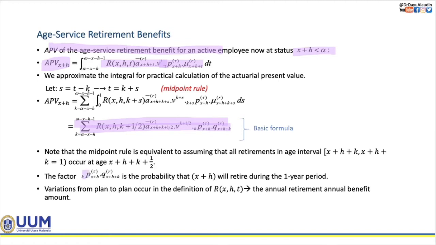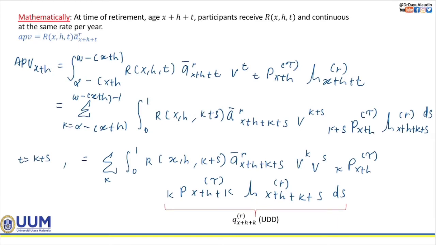So the factor KPX plus H tau, QX plus H plus KR is the probability that X plus H will retire during the 1 year period. Variation from plan to plan occurs in the definition of RXHT, the annual retirement benefit amount. So we will look at it mathematically. At the time of retirement, X plus H plus T, the participant receives RXHT and continues at the same rate per year. RXHT is the rate, so the APV is this one.